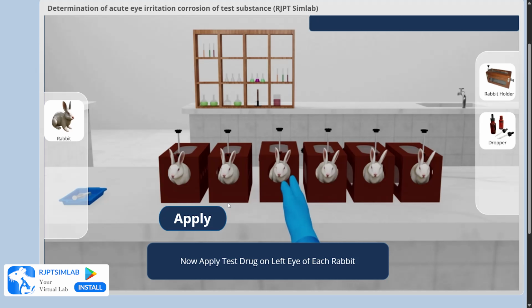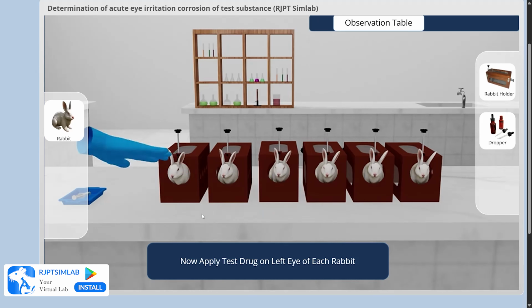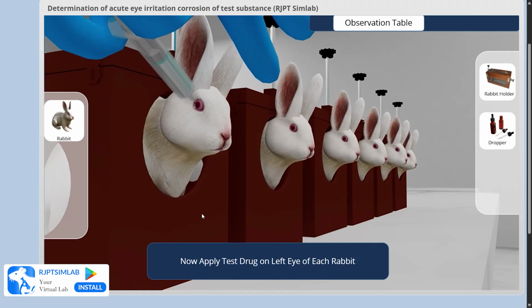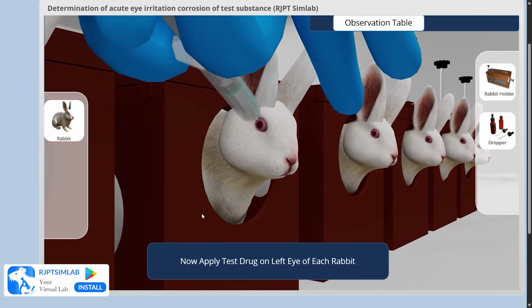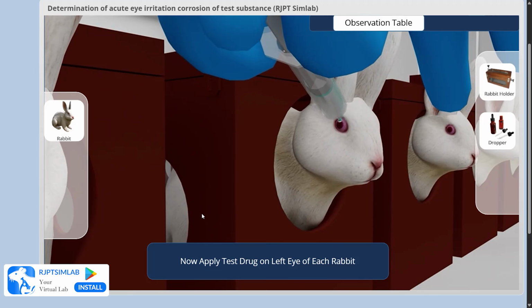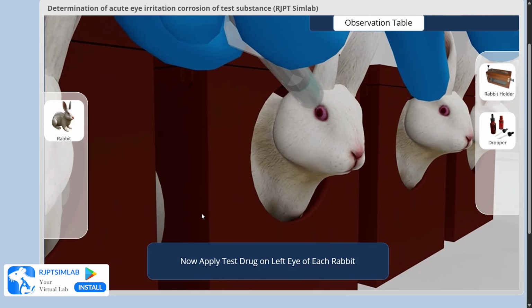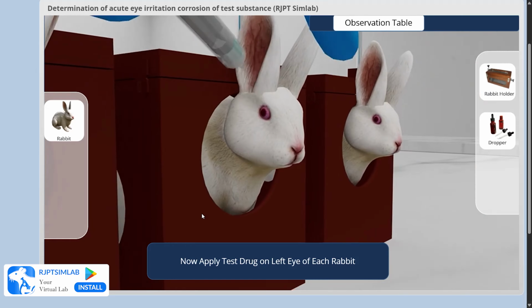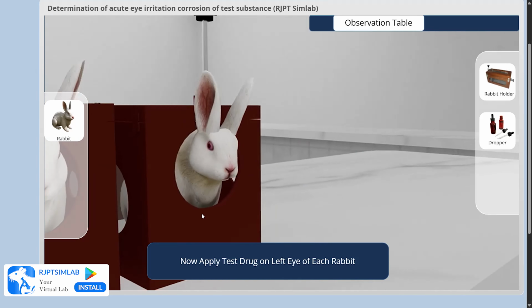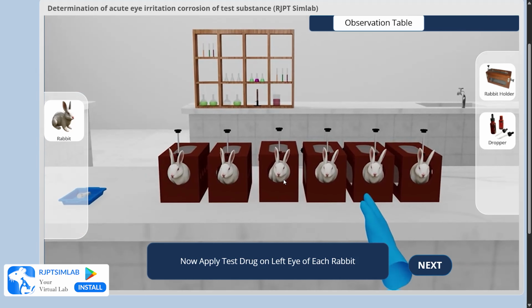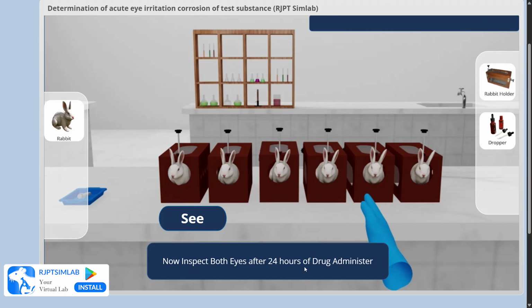Now we will apply the test drug on either eye of the rabbit, on the left eye or on the right eye, only in one eye of each rabbit. So now we will administer our test drug with the help of the dropper. As we can see here, we have administered our drug solution. As we can observe on the left side, we have administered the drug on the right eye of each rabbit. The test drug is being applied on the right eye. So now, after administering the test drug, we will inspect both the eyes after 24 hours of drug administration.